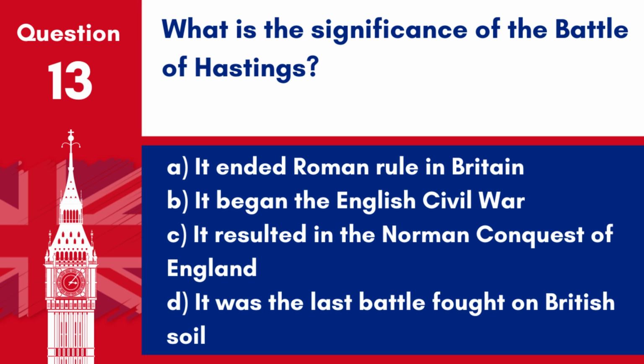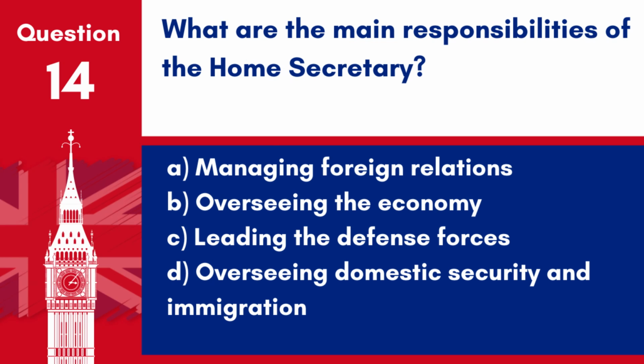Question 13. What is the significance of the Battle of Hastings? A. It ended Roman rule in Britain. B. It began the English Civil War. C. It resulted in the Norman conquest of England. D. It was the last battle fought on British soil. Answer: C. It resulted in the Norman conquest of England. The Battle of Hastings in 1066 was pivotal as it led to Norman control over England, dramatically influencing the culture and governance.